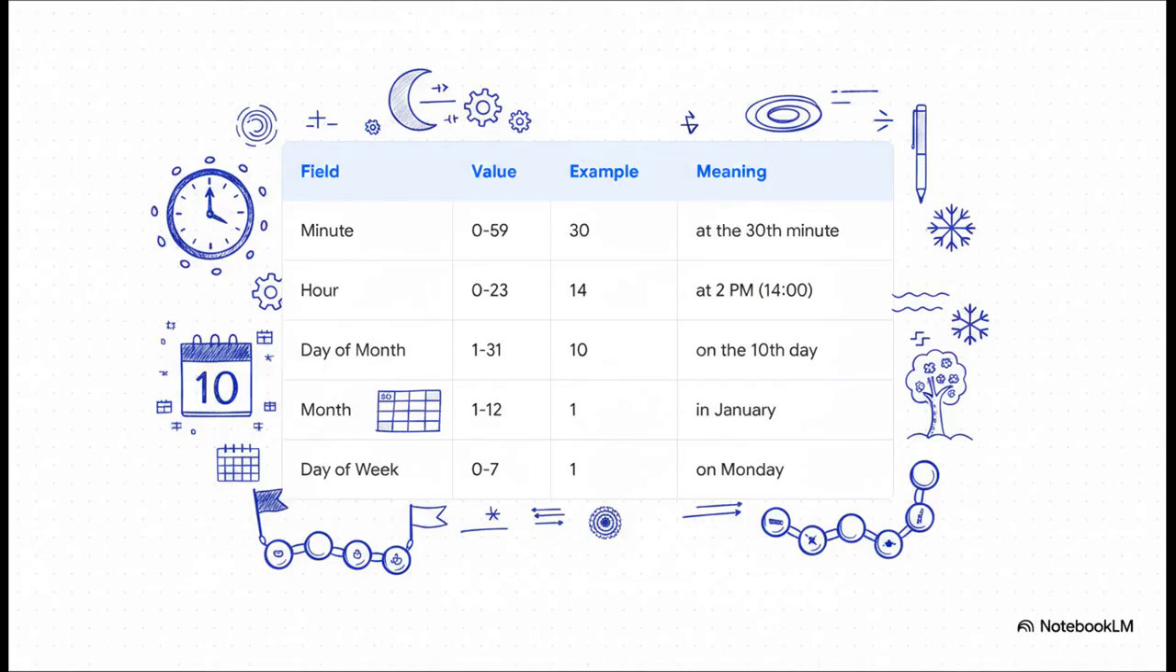These 5 little fields, those asterisks, are the secret code that defines your entire schedule. And this table breaks it down perfectly. Going from left to right, it's minute, then hour, day of the month, month, and finally, day of the week. So if you put a 30 in that first field, it means at 30 minutes past the hour. A 14 in the second field, that means 2 p.m. A 1 in the very last spot means Monday. See? You just fill in the numbers to build your exact schedule.